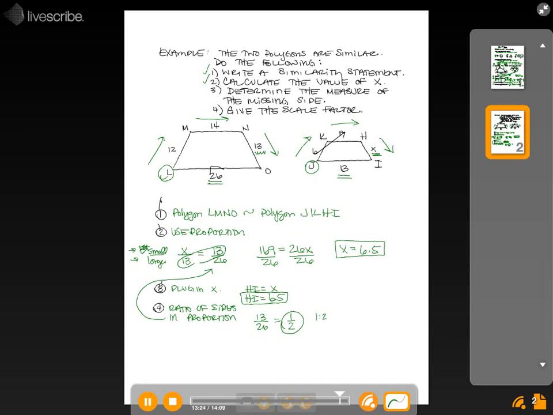Now that's everything we need to do on this example. Again, we've written our similarity statement. Number 1, remember to start at the same angle and work your way around. Number 2, calculate the value of x, the value of our variable. We use a proportion to do that. 3, determine the value of the missing side. We plug whatever we got for x back into the problem, into the expression to get the value. And then 4, give the scale factor. Well, we did that in our proportion. We just need to simplify that fraction, simplify that ratio, and we ended up getting 1/2. So that's how we would do a problem like this.